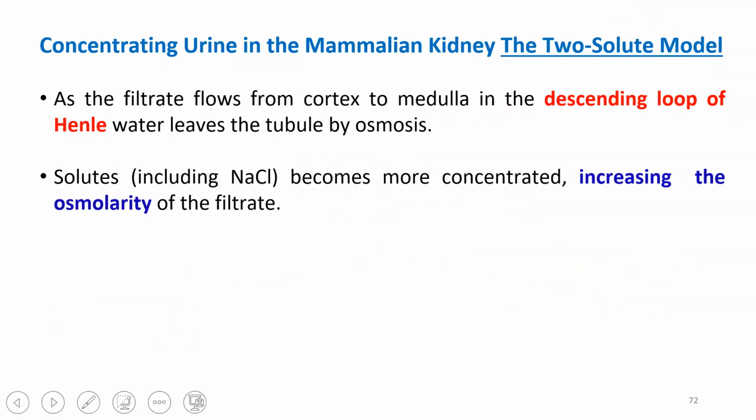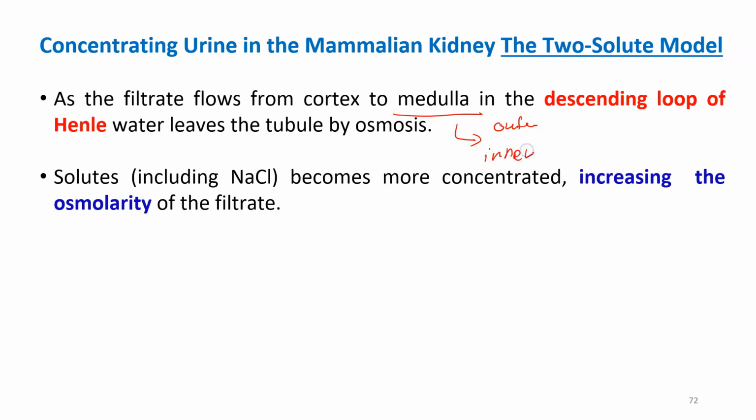So as the filtrate flows from the cortex to the medulla, the lower part, or the middle region of the kidney, the medulla is separated into two regions, which are the outer medulla and also the inner medulla.